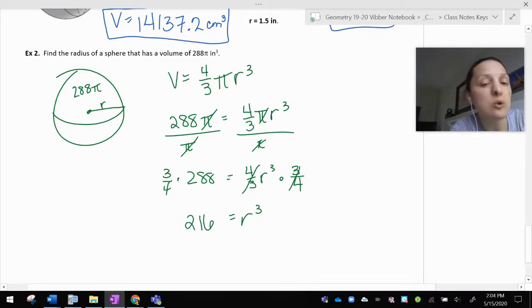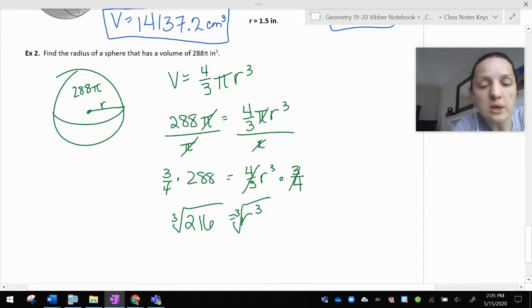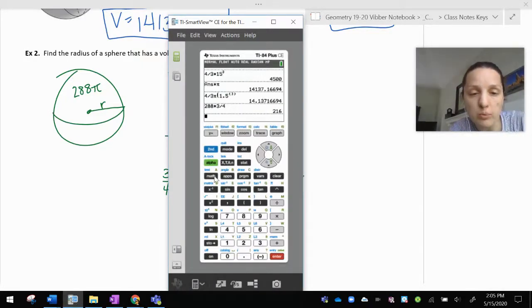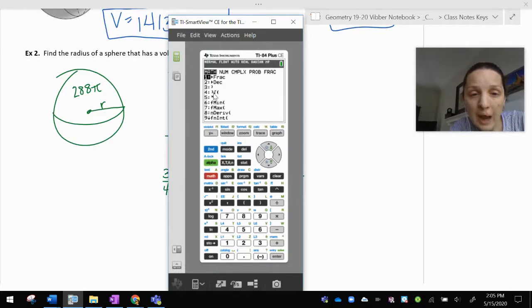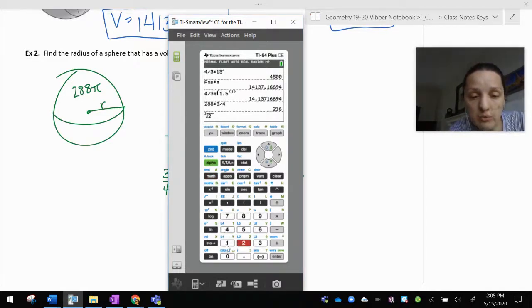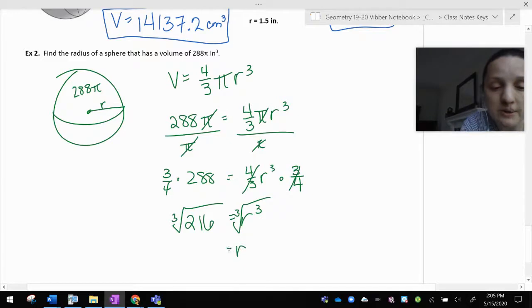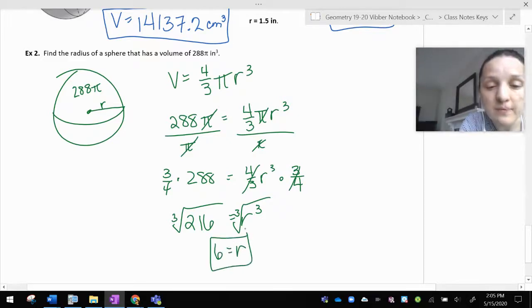Now I need to cube root it. So there's a square root. There's also a cube root, if you didn't know that. And in your calculator, to get to that cube root, you're going to go to math. And then number 4 is the cube root. And I want the cube root of 216. And the answer is 6. So the radius of the sphere is 6.